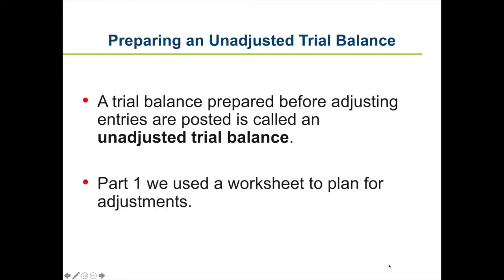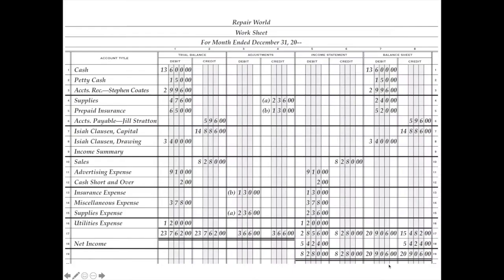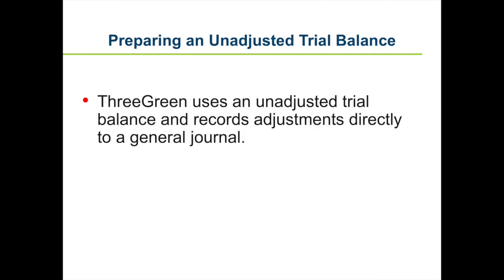In Part 1, we used a worksheet to plan adjustments. The worksheet contained a trial balance and columns to enter adjustments. Here was our trial balance. Here was our adjustments column. And this is what we did last semester. Rather than using a worksheet, 3 Green uses an unadjusted trial balance and records the adjustments directly into the general journal.